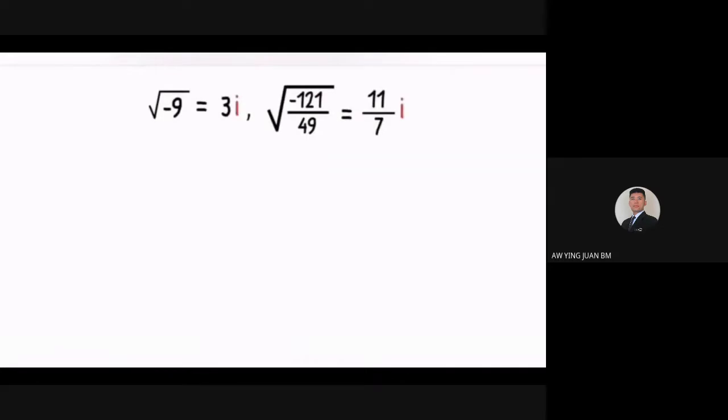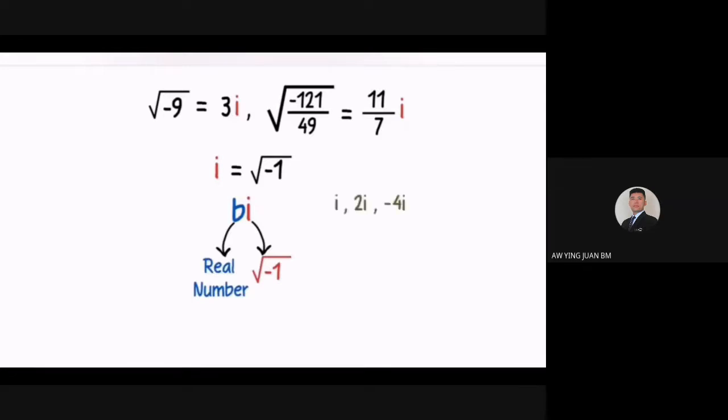Previously, we have learned about the square root of a negative number. It involved using a new number i, which is equal to the square root of negative 1. These numbers are called imaginary numbers, and they could be in the form of bi, where b is a real number, and i is equal to the square root of negative 1. Numbers like i, 2i, negative 4i are all imaginary numbers.